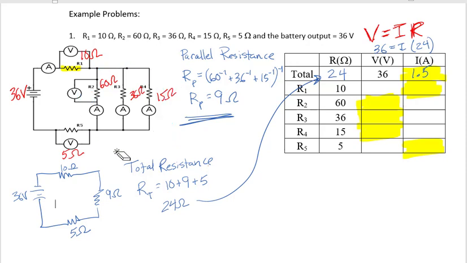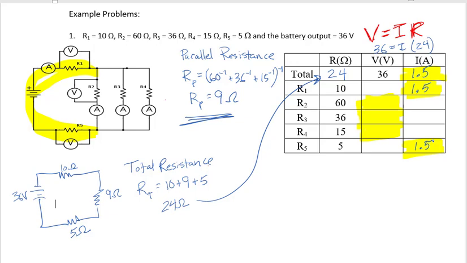I'm going to erase a little bit of this over here to help us. That means that the current in this area, the part that's not in parallel, is going to be 1.5. So we can say that the current through R1 is 1.5 and the current through R5 is 1.5, because they are in the series portion.